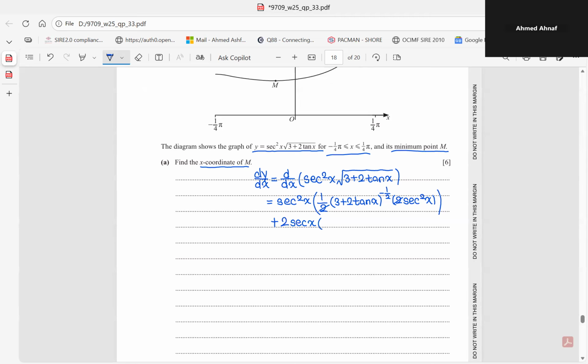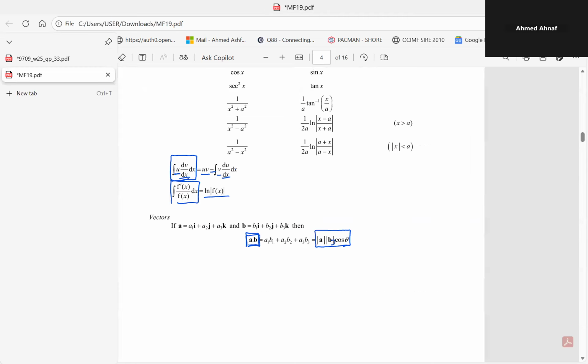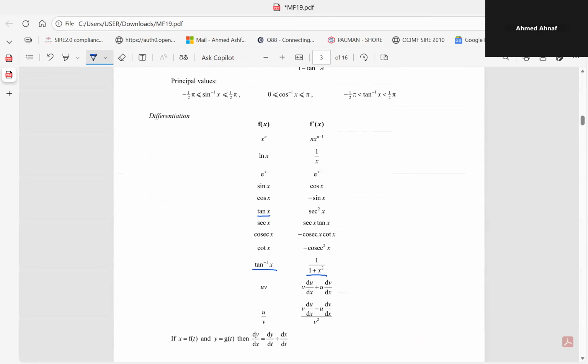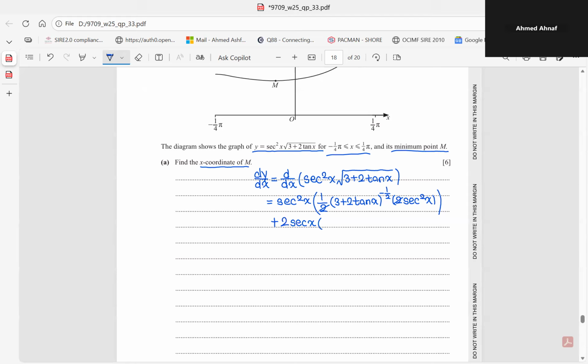But there's a more efficient method: just go to your MF19, go to the differentiation section. You would see that they give the differentiation formula for a list of functions, including secant x. And the derivative of secant x just happens to be secant x times tangent x. So whenever you're dealing with these questions, you have to be familiar with your formula sheet.